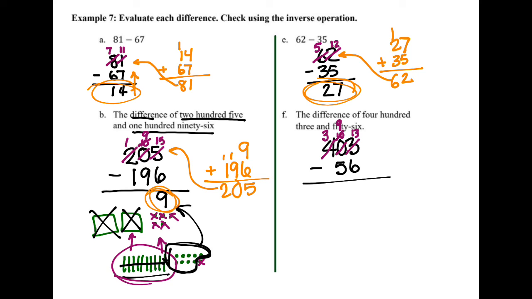Okay, so 13 minus 6 is 7. 9 minus 5 is 4. And 3 minus nothing is 3. Let's double check it.